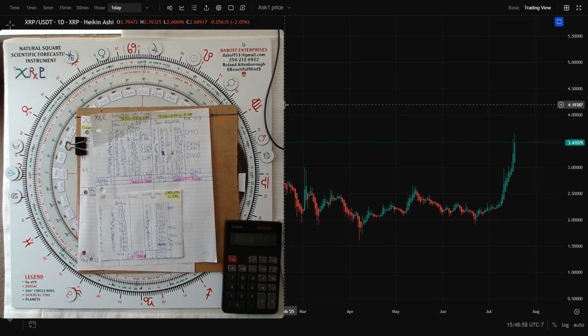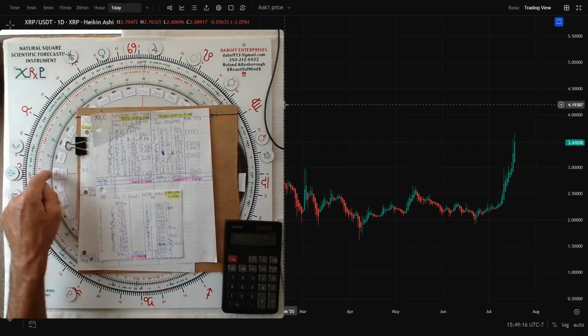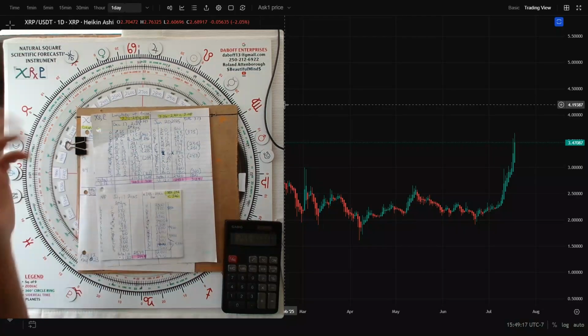36 plus 36 is 72, right? 108, 144, 180, 216, right? So you get the idea, right? Adding 36, right? So we add 36 on our rings to keep marching up.